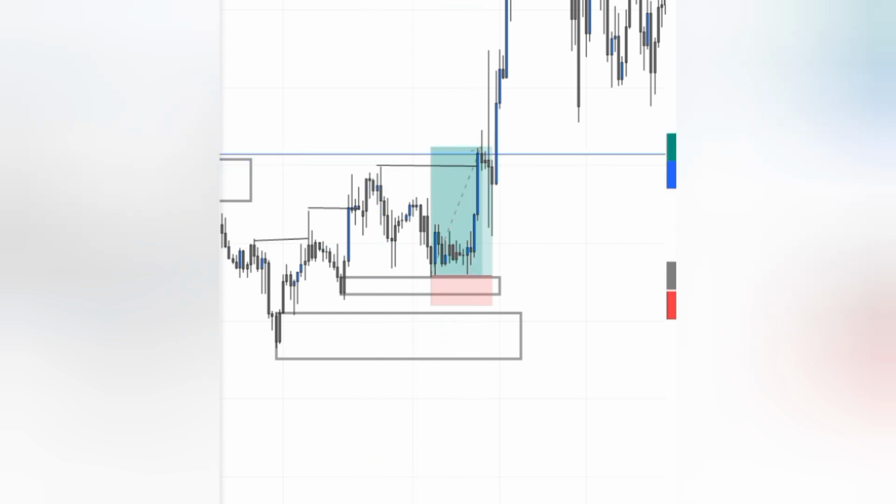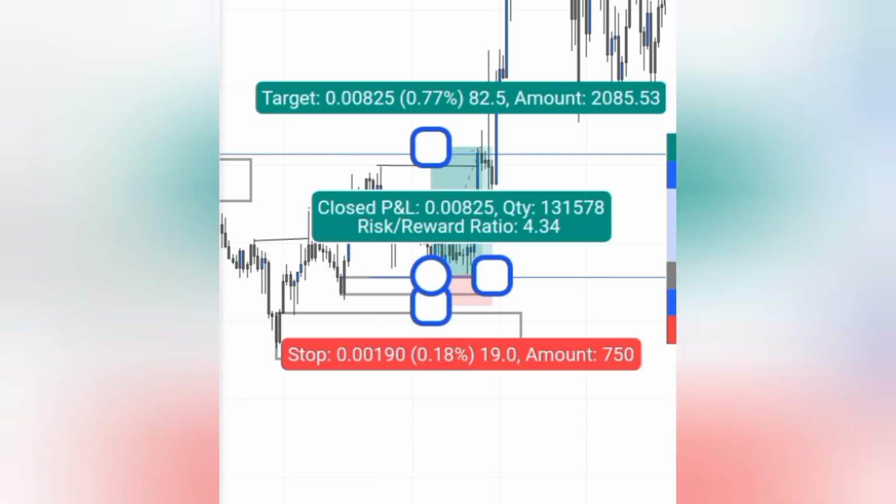Remember, you have to always get the low that led to the break of market structure. This was the low right here. Okay, that was the low right there.